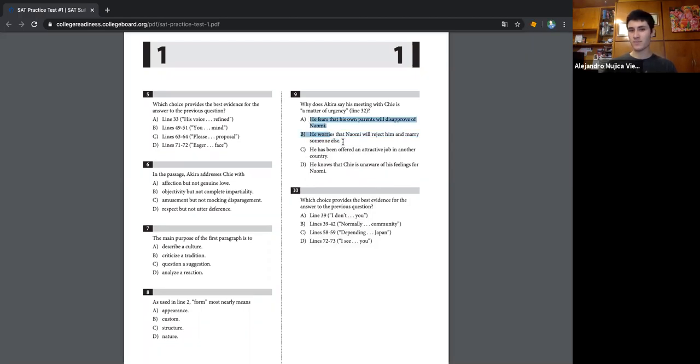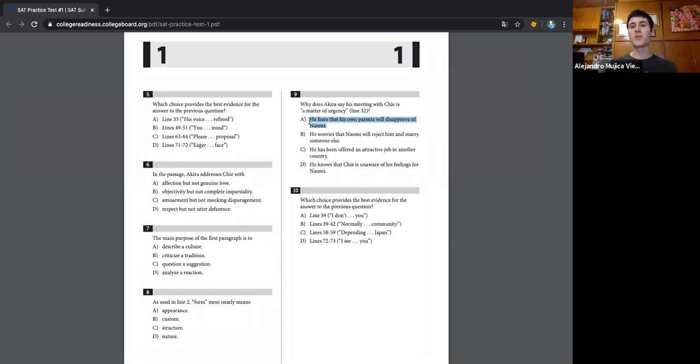I could already tell you what the answer is without looking at line 32, because I've looked at the text several times at this point. He does know that this is true. And this is true. So these two are definitely valid choices without looking at the text.